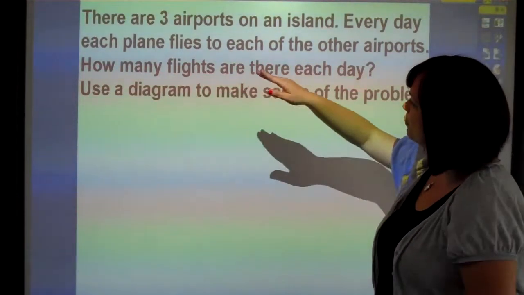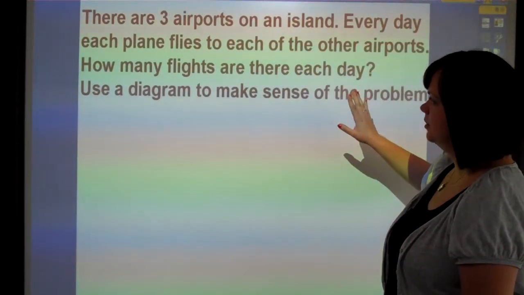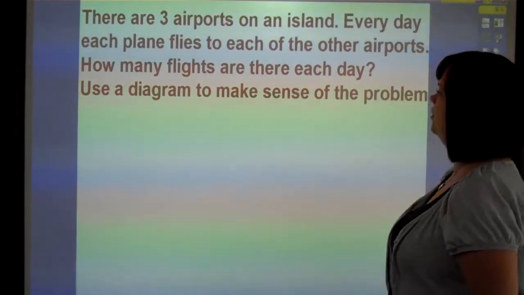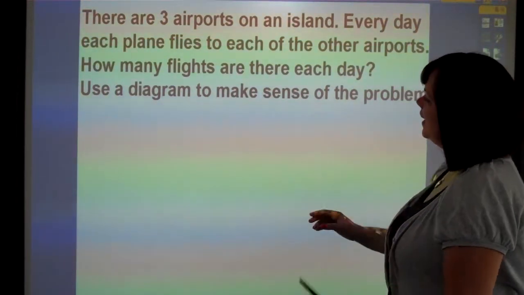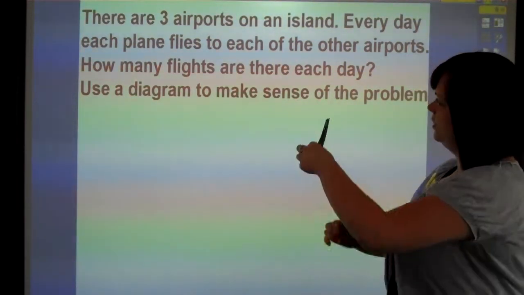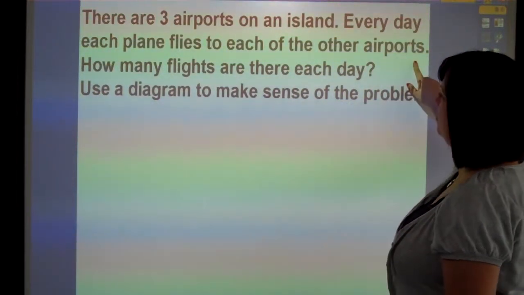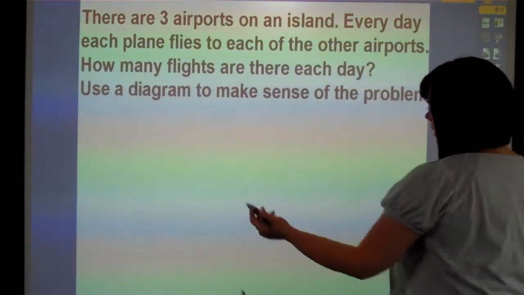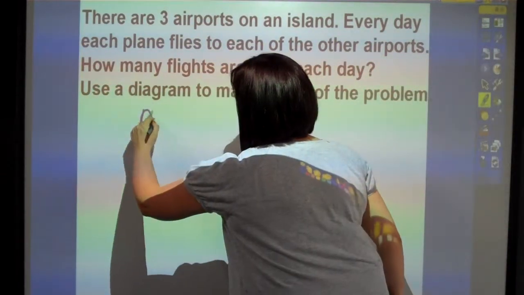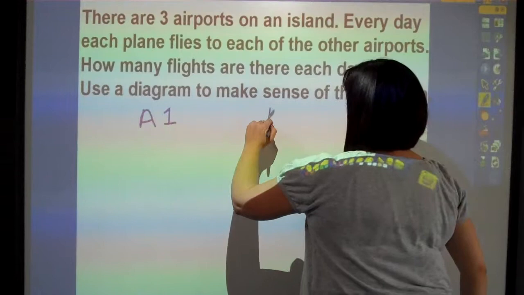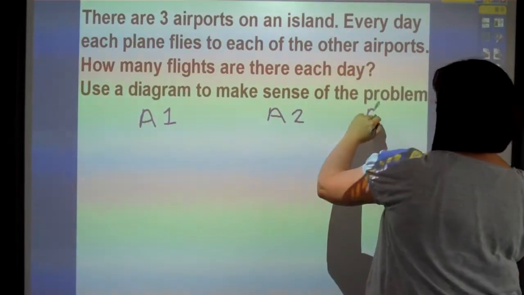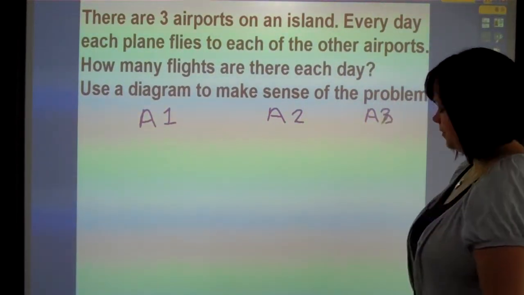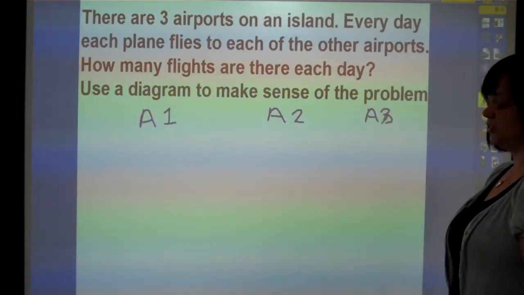It says, there are 3 airports on an island. Okay, there's 3 airports on an island. Every day, each plane from each of the airports flies to each of the other airports. Okay, so we've got 3 airports. We've got airport 1, we've got airport 2, and we've got airport 3. Okay. In each of these airports there's a plane.